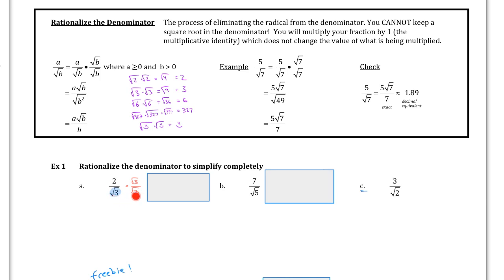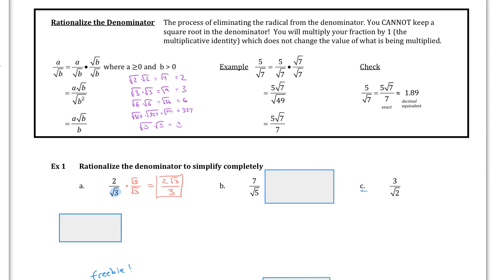And if you notice, what I'm doing on the bottom is creating that pattern here. Root 3 times root 3 is just going to be 3. So by doing that, I get 3 on the bottom. There's no more square root in the denominator. That's great. On the top, I just do 2 times root 3, and I get 2 root 3. So that's how you do a problem like this.